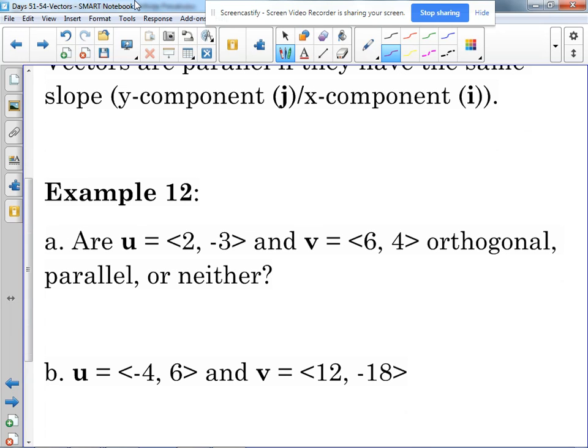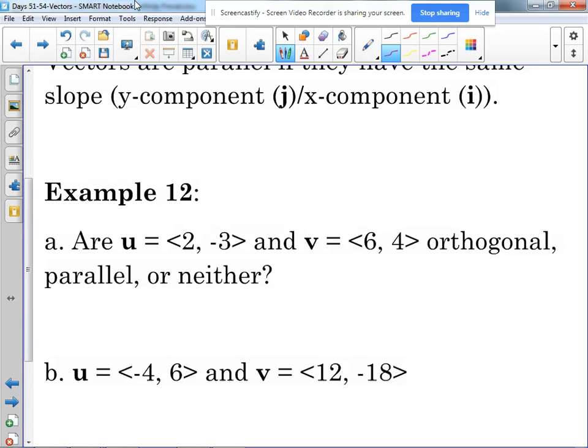So if they're orthogonal, the dot product is going to equal 0. If they're parallel, their y component over their x component is going to be the same, or it could just be the opposite, okay? Because vectors have direction, so a slope of positive 2 and a slope of negative 2, technically those are parallel vectors. One's just headed in the other direction from the other one. And neither is obviously if neither one of those two things apply.